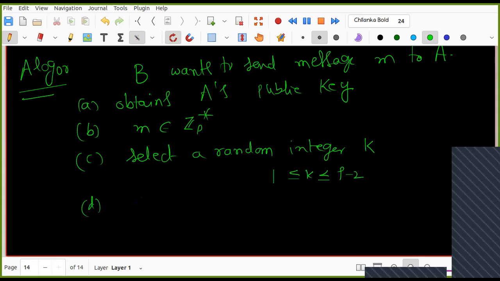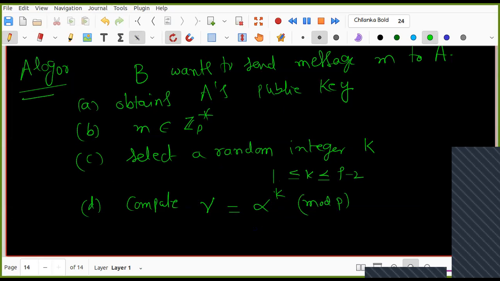Then next one, computation. What does B have now? B has the public key information, that is P, alpha, and alpha power A. B also knows the message M she wants to send. This is another thing she knows. And another random number K. Now by using all these things, she will compute something, right? She computes gamma first. Gamma is equal to alpha power K modulo P.